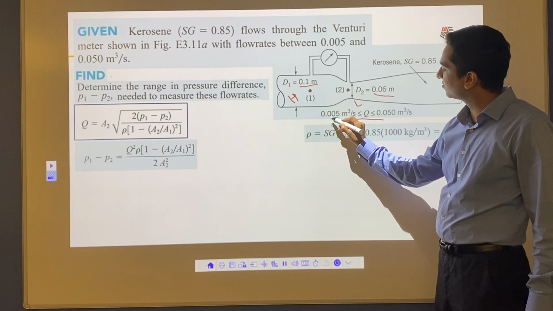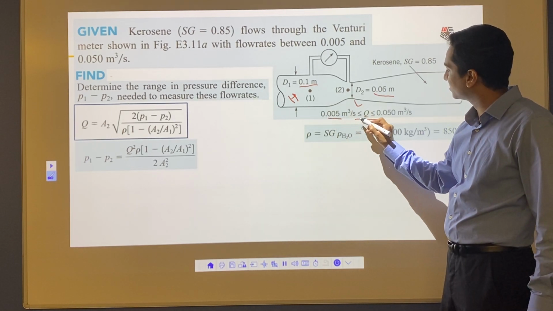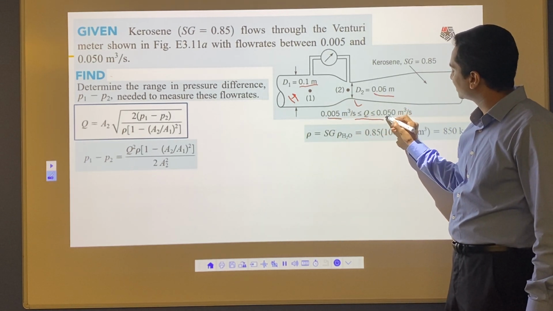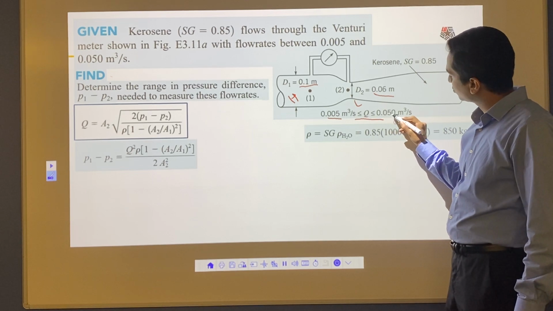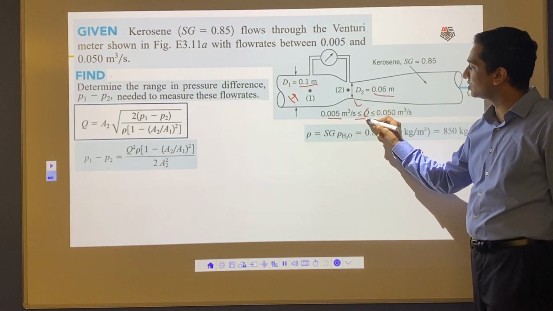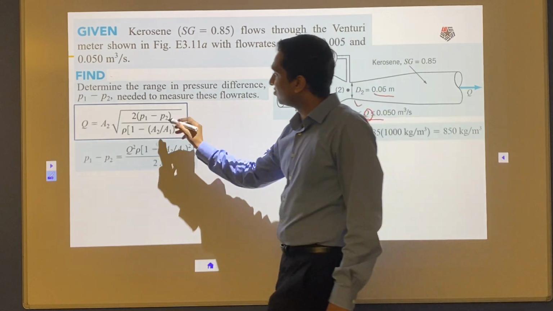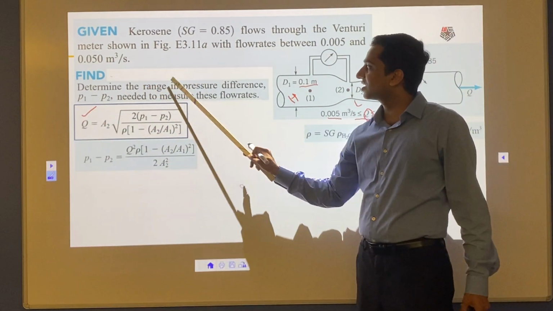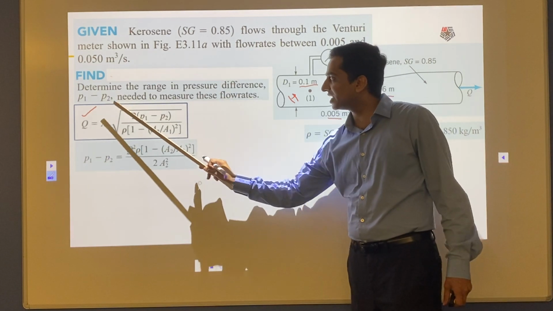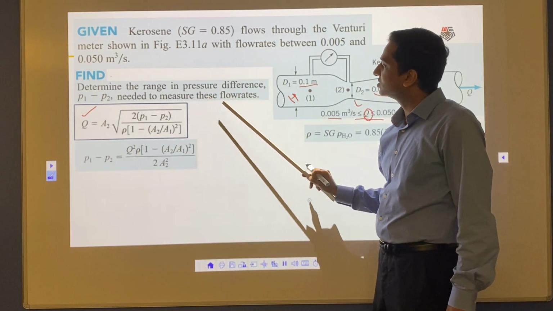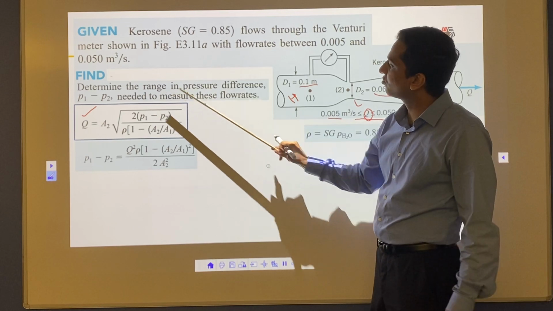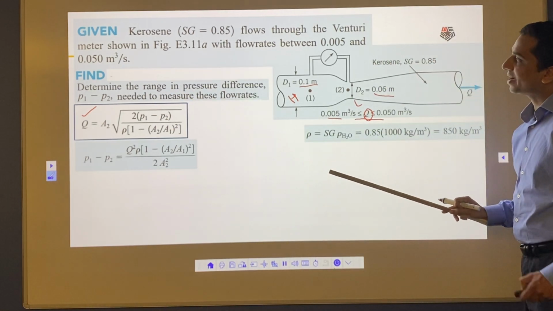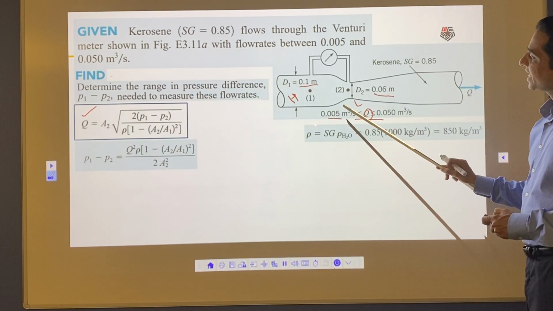The first part of the flow rate is 0.005 meter cube per second, and the final part of the flow rate is 0.050 meter cube per second. So Q is already given. If we have this equation, the Q is already given, and it says to determine the range in pressure difference P2 minus P1 needed to measure these flow rates. That's the idea, that we have to find out the range for P1 minus P2.